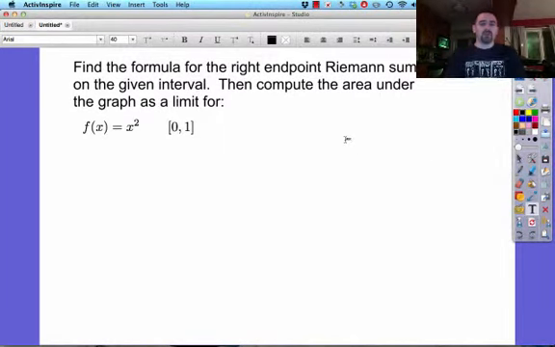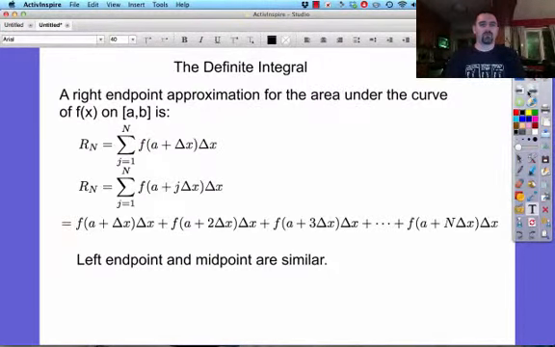Okay, so we compute the area under the graph as a limit for this. We got that. Now we want to take it a step further, and we want to define the definite integral, and this is integral calculus. We are pretty much there. This is the second half of the calculus curriculum. We're going to go on to a third part as well, but this is the second big part of calculus. So we're going to develop this notion of a definite integral.